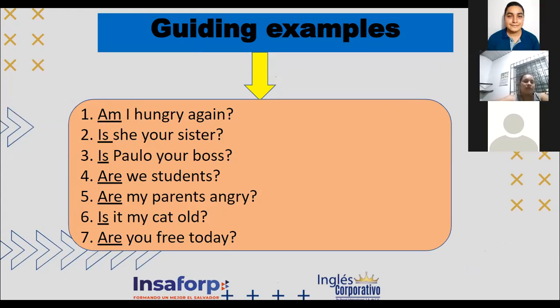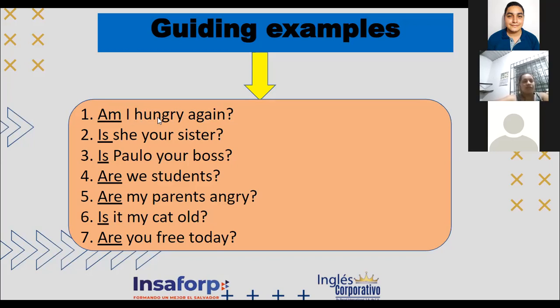And I'm hungry again. Okay, repitamos esta palabra, hungry. Hungry, hambriento. Am I hungry again? Yes, la H suena fuerte como J, hungry. Very good.